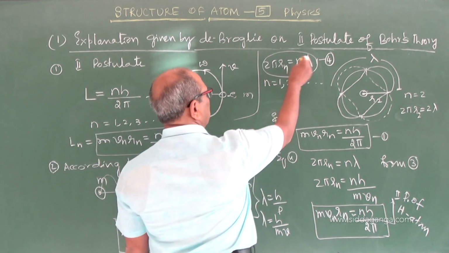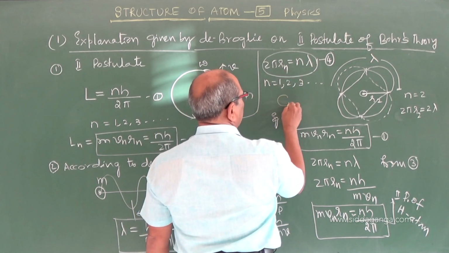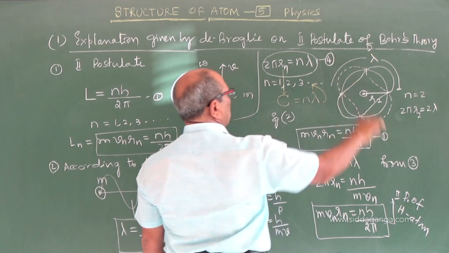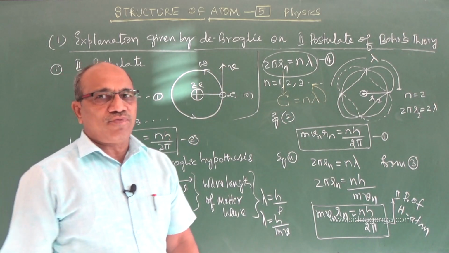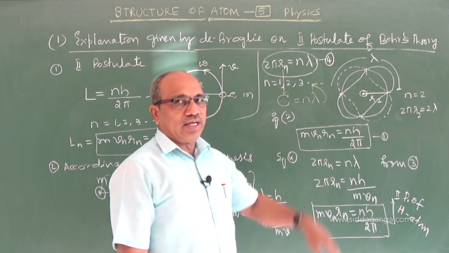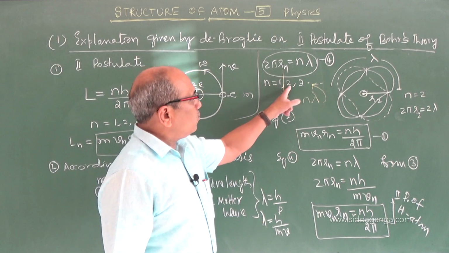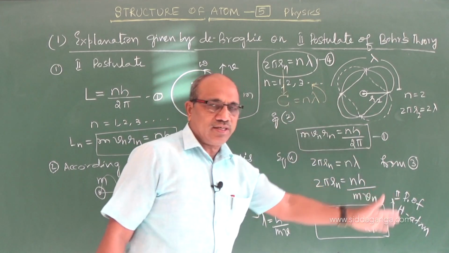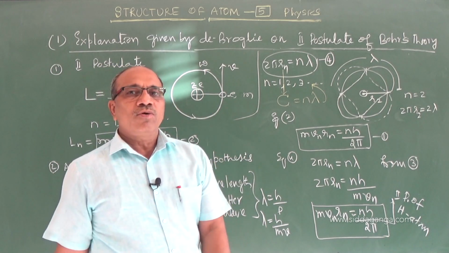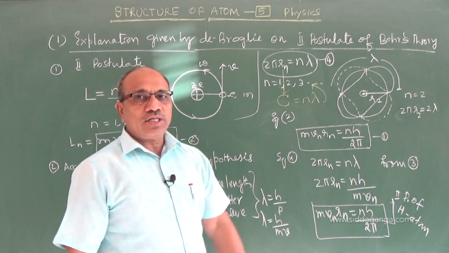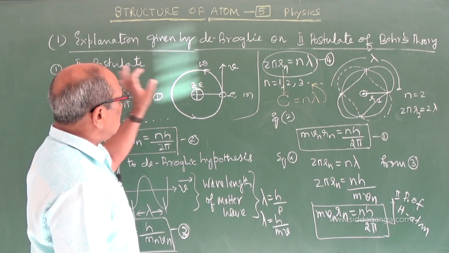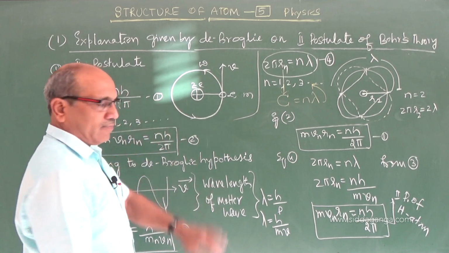The important point is this: the circumference of the orbit must be an integer multiple of the wavelength, where n must be an integer. It cannot be a fraction. n cannot take 1.5 or 1.2 like that. Either 1 or 2 or 3. I have shown this with some figures earlier. So what is the conclusion? I hope you understood. What does the second postulate say? The angular momentum of the electron in an orbit is nh upon 2 pi.